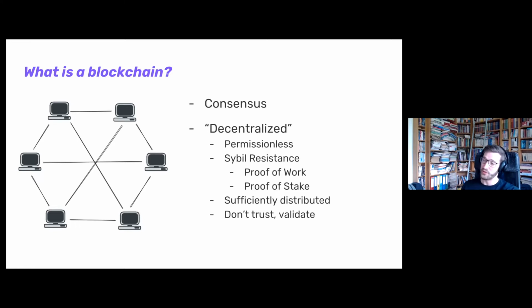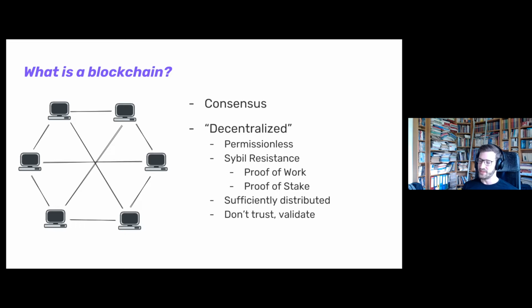The alternative is proof of stake, which is: if the only thing that is required is that it costs money to be a node, why don't we just ask people to lock money instead? And then we'll give them the ability to validate the network, to come to consensus based on the amount of money that they've locked.